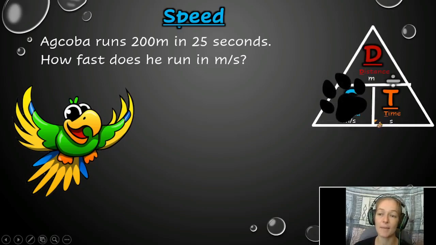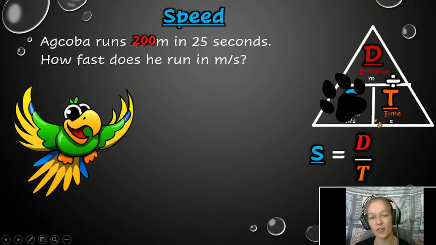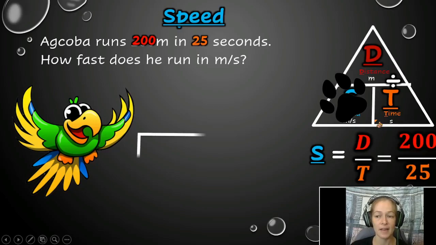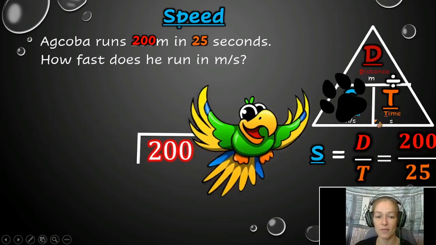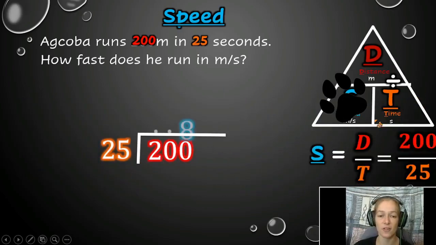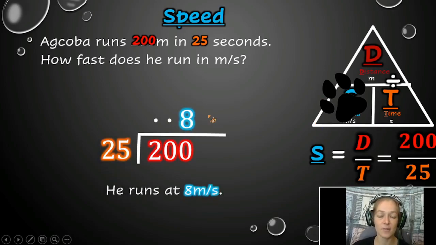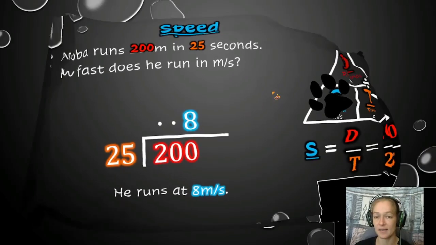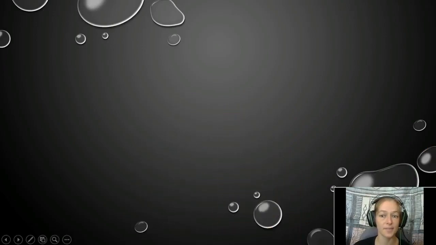So you cover the speed up and you get distance over time. So we know we're just going to be dividing the 200 by the 25. And since 25 goes into 100 4 times, it's going to go into 200 8 times. And Goba runs at 8 meters per second, which is really fast.